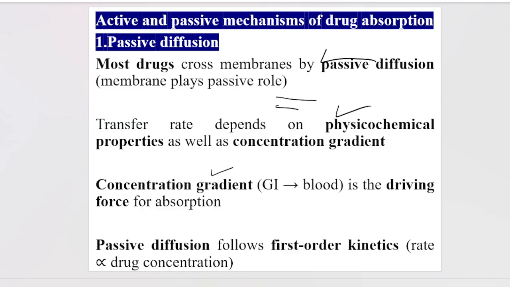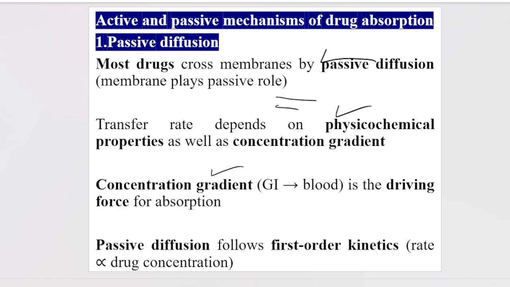So this is the concentration gradient that affects, in the case of passive diffusion, the absorption of the drug from the intestine into the portal blood. That is the driving force. If the concentration gradient is greater, there is more driving force for the drug to be absorbed from the intestine into the blood. So passive diffusion follows first order kinetics. That means the greater the drug concentration, the greater the rate of absorption. The higher the drug concentration inside the GIT, the higher the rate of absorption. So that means first order kinetics.